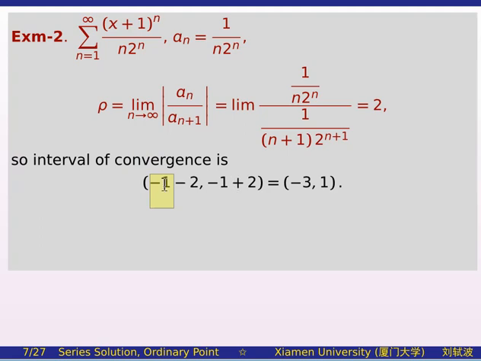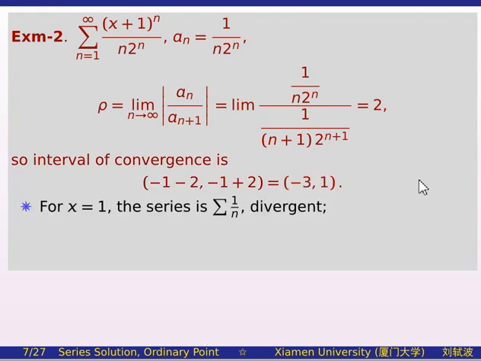Therefore, this is -1 minus 2 to -1 plus 2, that is (-3, 1). So this is the interval of convergence. This is an interval centered at -1, with length 4. And we don't know whether the series converges at the endpoints of this interval, so we need to study the convergence of the series at the endpoints.